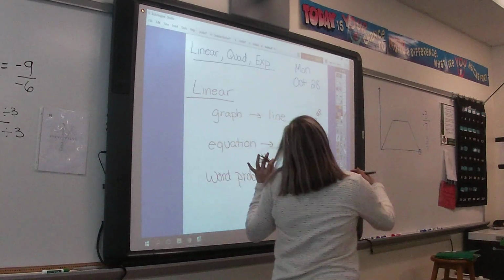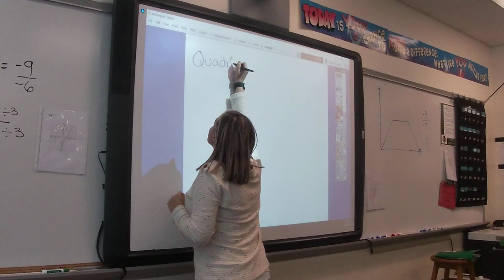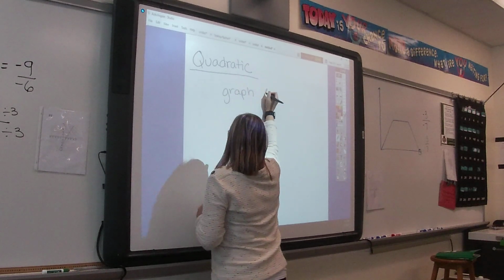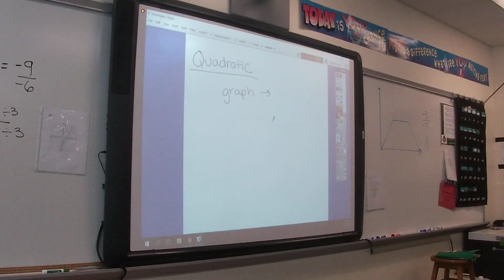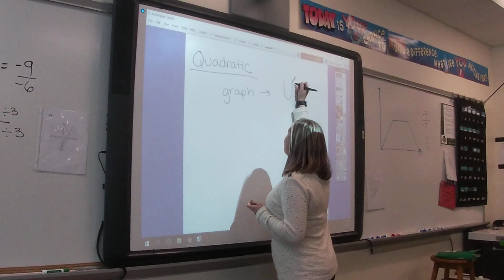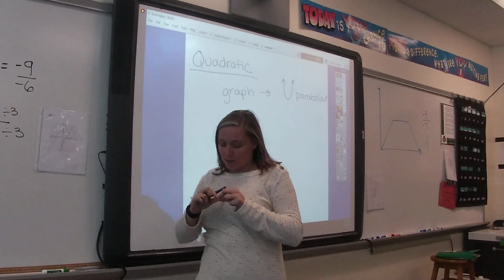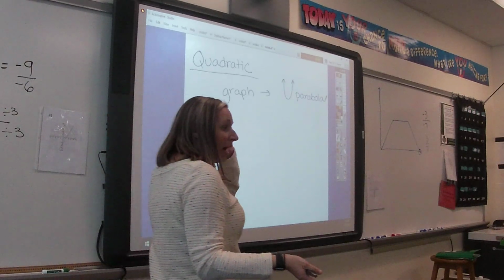Okay, if something is quadratic, what does a quadratic graph look like? Do you remember? That's the U, that's our parabola. Okay, it's going to be a parabola. So if we see a graph and we know it's that shape, we know it's a parabola. Likewise, if we know it's a quadratic, we know it better make a U-shaped graph.